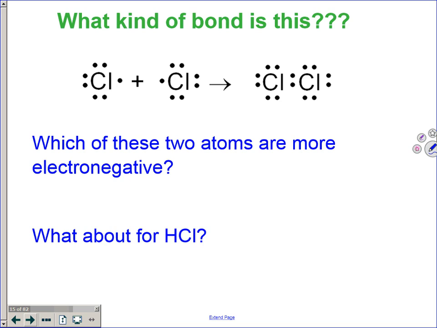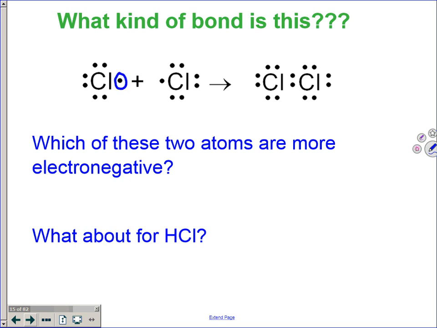Josh, tell me what you noticed about this first example up here. Was it transferred or shared? It was shared. Okay, so we're going to try to keep the word transferred for what kind of bonds? Ionic. And the word shared for what? Covalent.